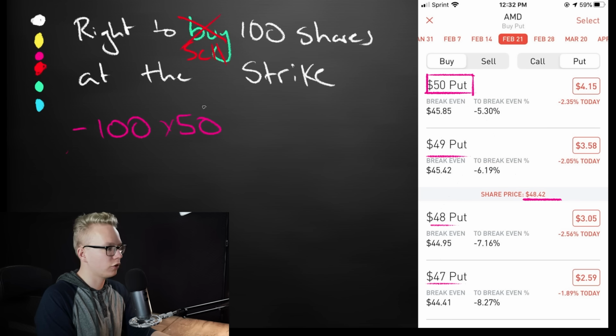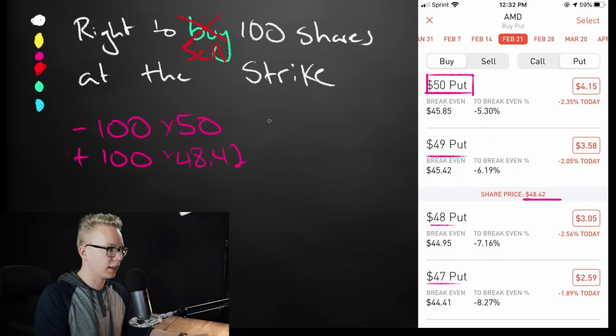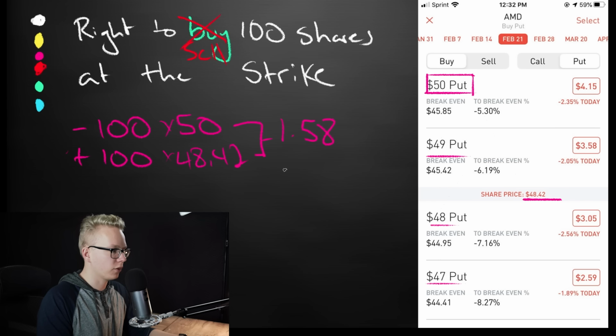So let's say you don't have them, you're short 100 shares sold at $50 each, and you can buy back those 100 shares immediately at $48.42. Since you sold at a higher price, so you received a lot of money, and then you bought back for less than you received, you're going to keep some of that money. So that's a good thing. And the money you're going to keep is going to be the difference between these two times 100, which is what? $1.58. Remember, that's in premium terms, so you actually make $158.